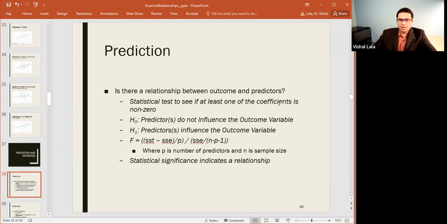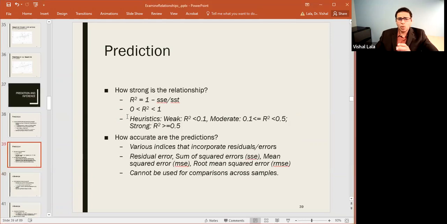We examine whether the predictors influence the outcome variable or not. And this is assessed by looking at an F statistic and a corresponding p-value. If the p-value is less than 0.05, we would conclude that the predictors jointly have an influence on the outcome variable. Moving along then, once we've established that all the predictors together have an effect on the outcome, one would ask the question of how strong is the relationship?